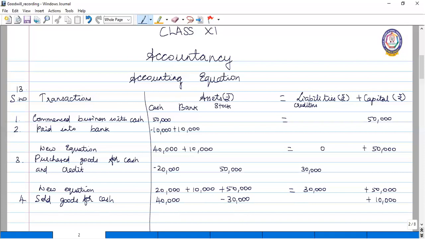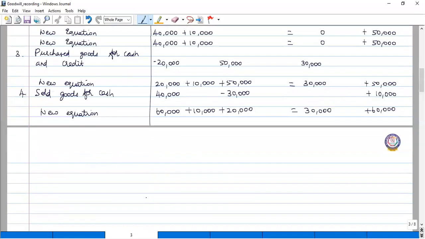Now coming to the new equation. 60,000 cash in hand, 10,000 cash at bank, 20,000 worth goods equal to 30,000 liability plus 60,000 our capital. Okay. So it balances on both sides. Now we'll just continue.